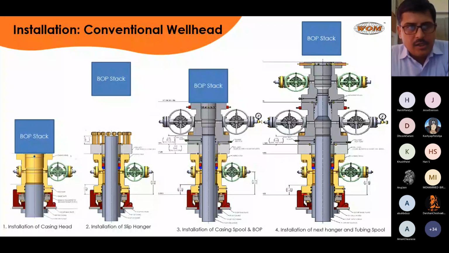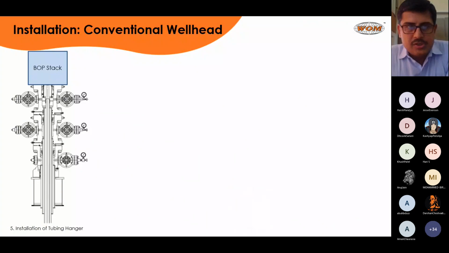Installation of the tubing hanger. So once the spool is installed, again the BOP is lowered down and installed on the tubing spool. And after the drilling is completed, they will install the tubing hanger. Now, the tubing hanger here is a mandrel type hanger, and this tubing hanger is installed through the BOP.